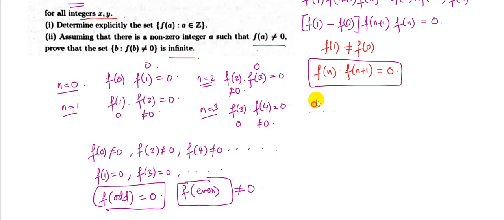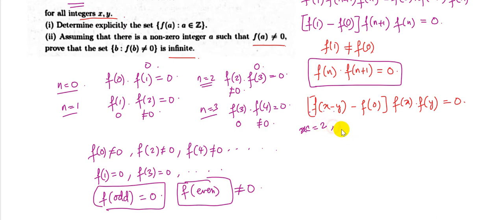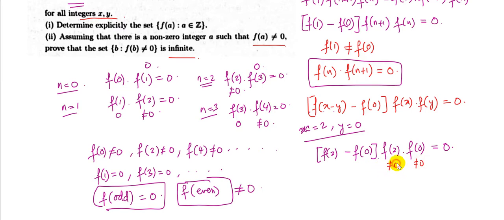Now once again we use the same equation, f(x minus y) minus f(0) times f(x) times f(y) equal to 0, and we put x equal to 2, y equal to 0, and we get f(2) minus f(0) times f(2) times f(0) equals 0. We know that f(0) is not equal to 0 and f(2) is not equal to 0, therefore f(2) has to be equal to f(0).